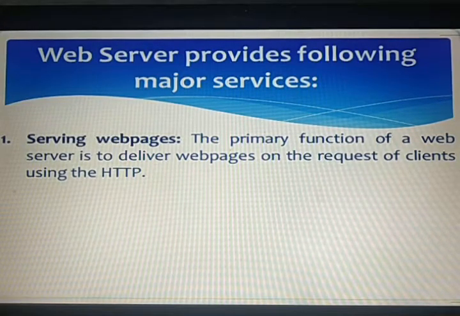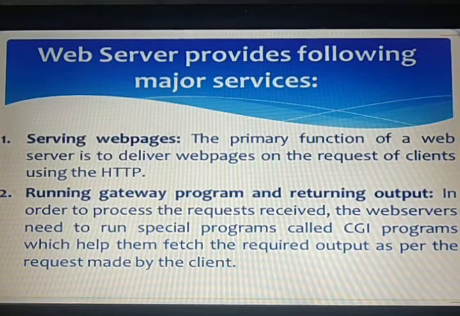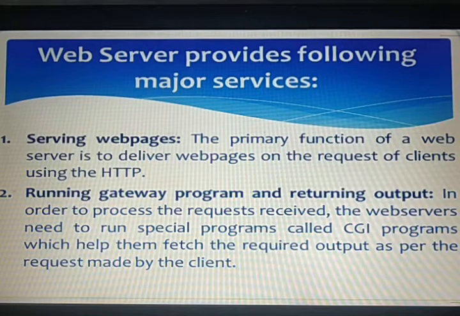This means delivery of HTML documents and any additional content that may be included by a document, such as images, style sheets, and scripts. And the second one is running gateway programs and returning output. In order to process the request received, the web server needs to run a special program called CGI. Here CGI stands for Common Gateway Interface. These programs help fetch the required output as per the request made by a client.